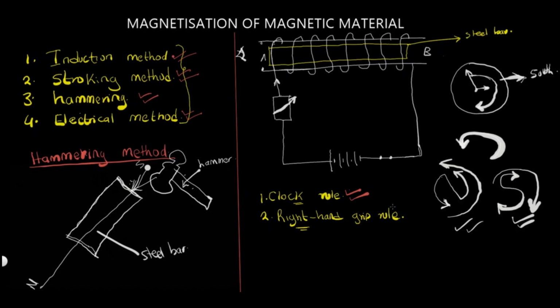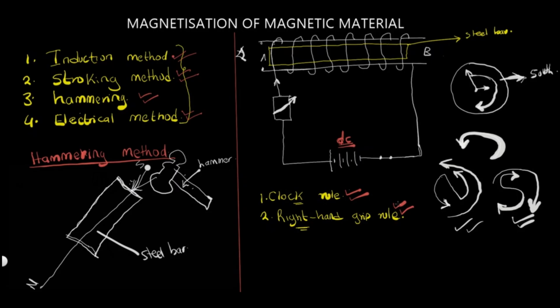Now let us look at the right hand grip rule. How can you identify the polarity of this bar magnet using the electrical method in the right hand grip rule? Something that I forgot is that, remember, whenever you are trying to magnetize a magnetic material by the electrical method, you are supposed to use a direct current, not AC.